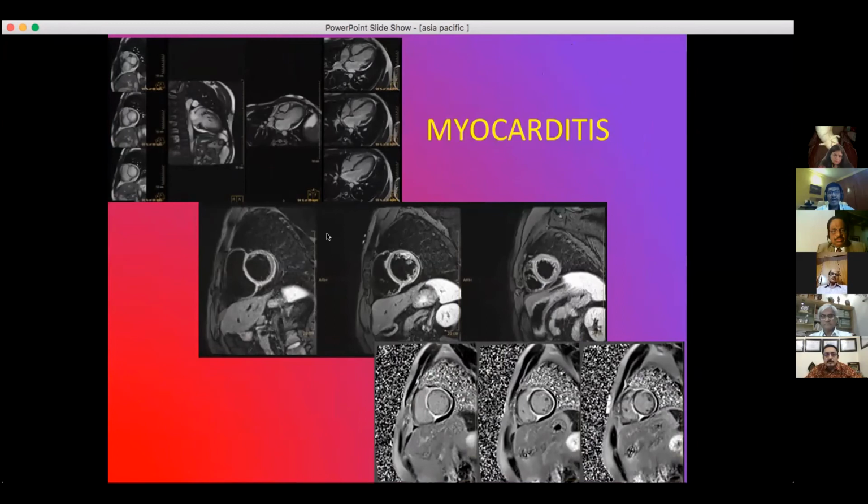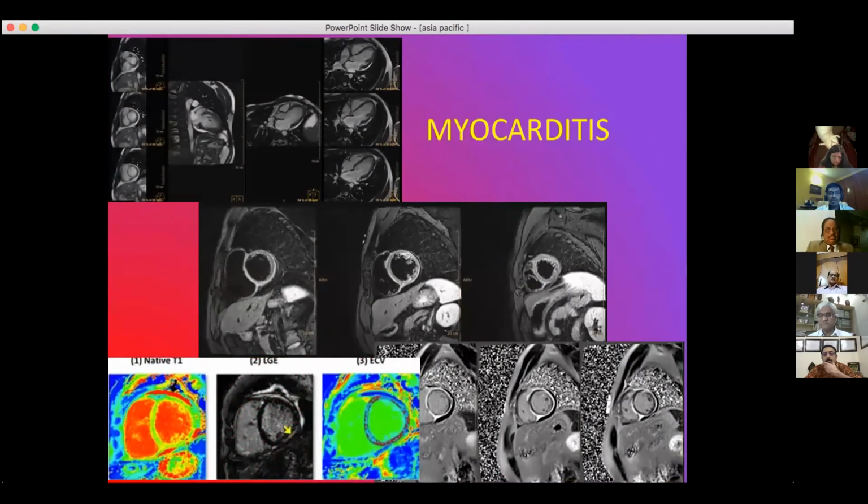And again, this is the case of myocarditis. You have the wall motion, you have the edema here, and also you have the diffuse scarring, which is epicardial and not subendocardial, in a young patient who came with VT and also with a recent history of fever.